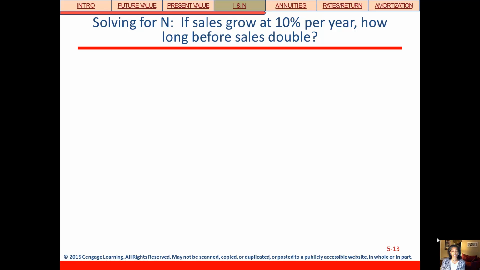This question, we could do a couple of ways actually. If sales grow at 10% per year, how long before sales double? So now 10% is being given to us as a growth rate, but growth rates are really the same as interest rates. So we're solving for N, the interest rate is 10, but we don't have any numbers for present value and future value. What do? We've got to make up some. So we just take one number for present value and then take 2 times that for future value. So we can make it as simple as present value is equal to negative 1 and future value is equal to positive 2.